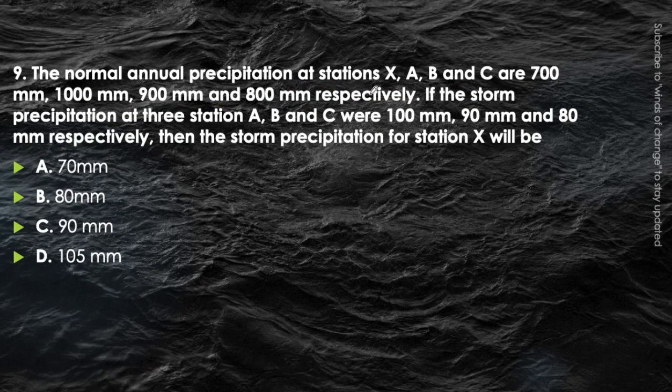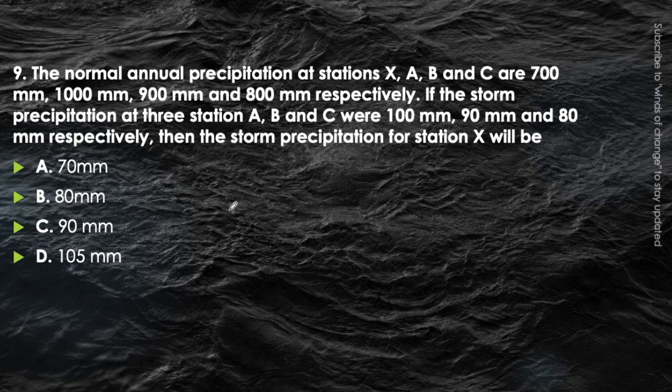Next question. The normal annual precipitation of the stations X, A, B and C are 700 mm, 1000 mm, 900 mm and 800 mm respectively. If the storm precipitation of the three stations A, B, C are 100, 90 and 80 mm respectively, then the storm precipitation of the station X will be 70, 80, 90 or 105.